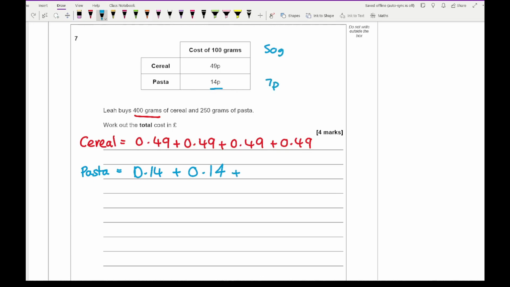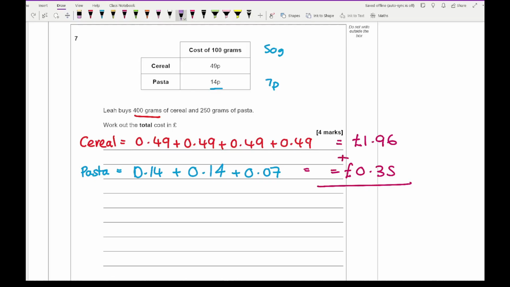So I just need to add 0.07. Then what's left for me to do is just to add them all together. So this is going to come up to a total of £1.96. And this is going to come up to 28 pence plus 7 is 35 pence. So it's going to be 0.35. And then all that's left for me to do is add those together.